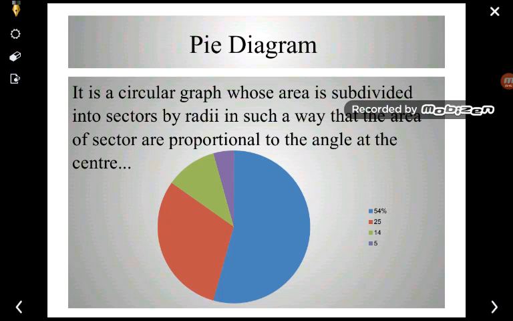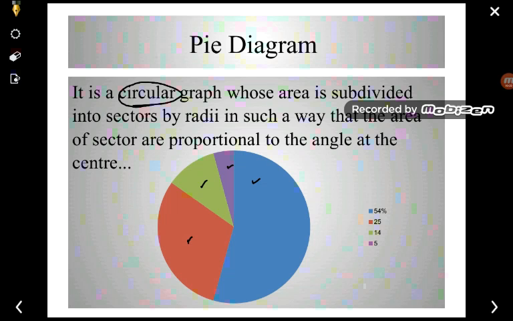Next is the pie diagram. A pie diagram is a circular graph whose area is subdivided into sectors by radii in such a way that the areas of the sectors are proportional to the angle at the center. Here you can find different sectors, and each sector represents the percentage of a particular population or a particular variable. The area of the circle is equal to the total value.